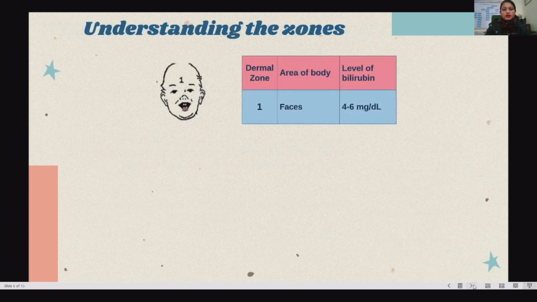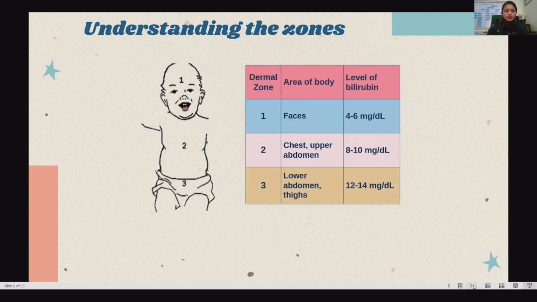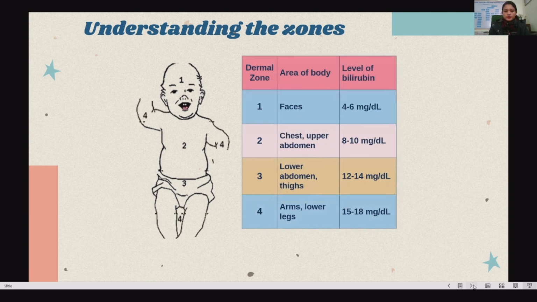Zone number 1: jaundice is limited to the face and neck, and this indicates a very mild type of jaundice where the bilirubin level typically ranges from 4 to 6 mg per dL. Now zone number 2: the jaundice extends to the chest and upper abdomen, suggesting a bilirubin level between 8 to 10 mg per dL. Now the third zone, where yellow discoloration spreads to the lower abdomen and thighs, with a bilirubin level around 12 to 14 mg per dL.